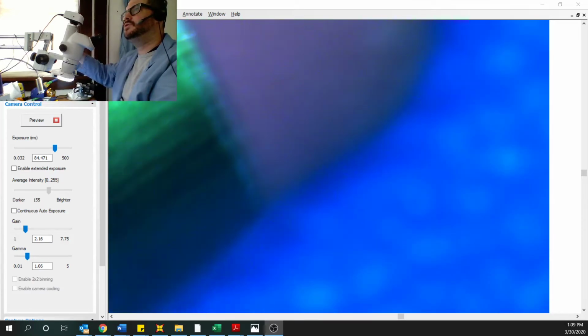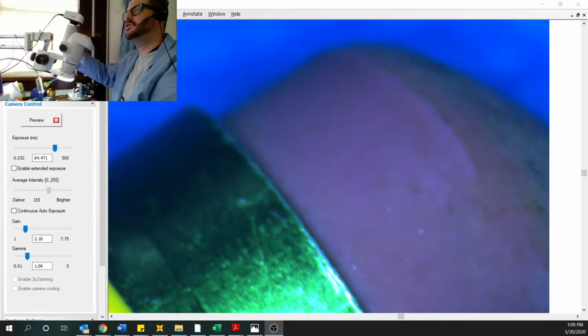Let's zoom in even closer. That's 30x magnification.